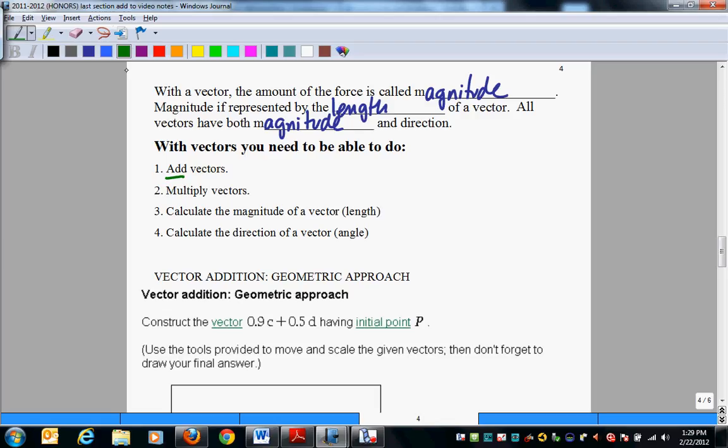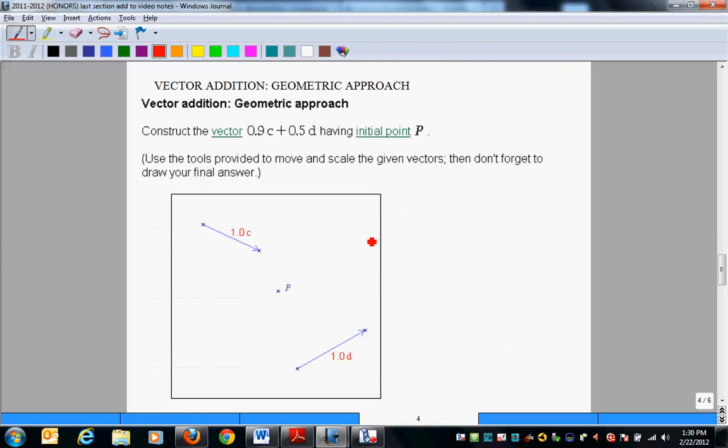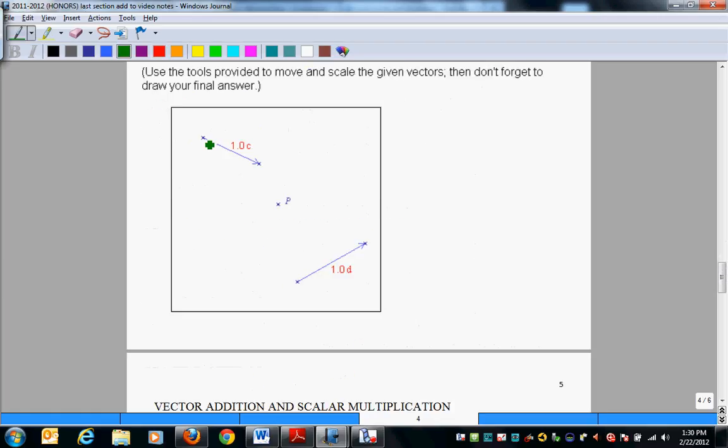We're going to be doing four things with vectors. We're going to add vectors. We're going to multiply vectors. We're going to calculate the magnitude of the vector, which is its length. And then we're going to calculate the direction of the vector, which is its angle. So first we're going to do what's called geometric addition. When you add vectors, physically, you have what's called a head and a tail.